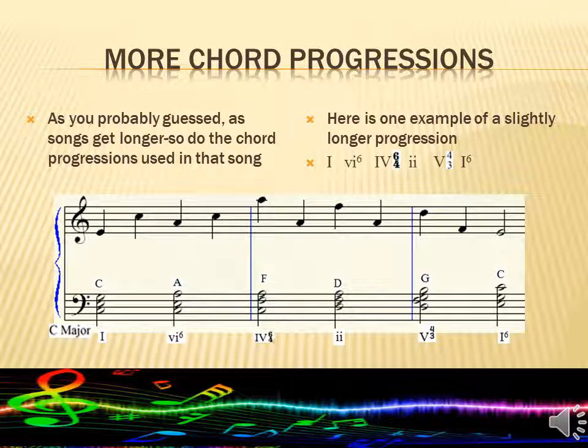As you probably guessed, as songs get longer, so do the chord progressions used in that song. Here is one example of a slightly longer progression. 1, 6, 6, 4, 6, 4, 2, 5, 4, 3, 1, 6.